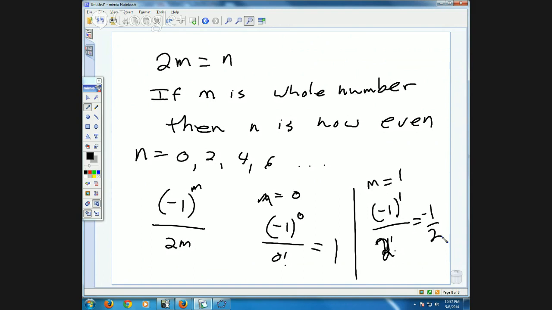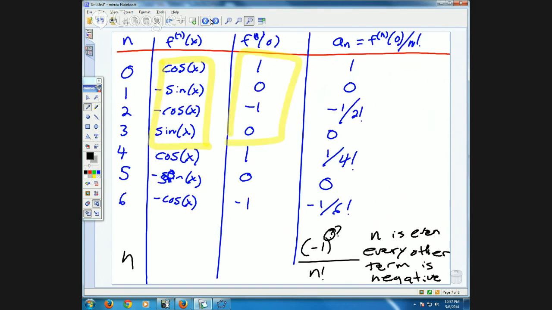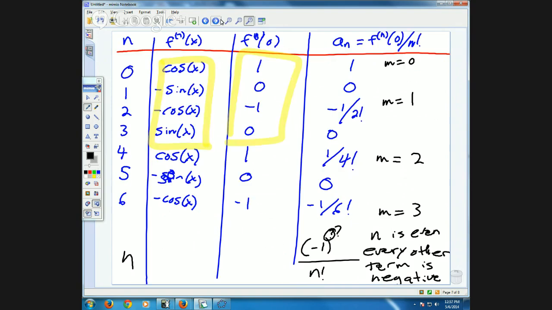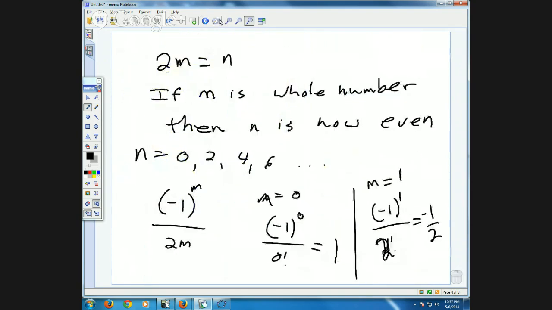I'm trying to pick values for m to get this list right here. So this right here is where m is 0, here m is 1, here m is 2, here m is 3. So I'm trying to find a way to skip over the odd terms. So to do that, I had to introduce a new letter, m. Oh, sorry, this should be a factorial. Should be a factorial like that.